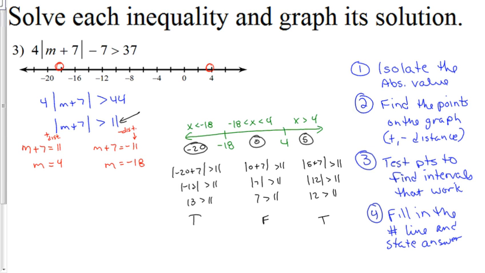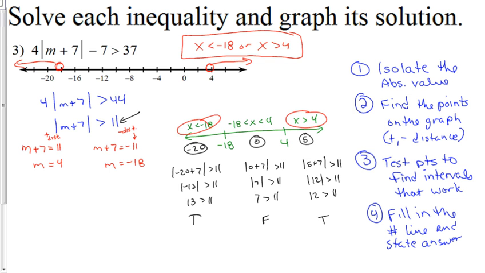So I go back up to my graph here. It's this area here, and it's this area here that works. And the part that goes with that is x is less than negative 18, or x is greater than 4. My solution. So it's this one and this one. Those were the true ones.